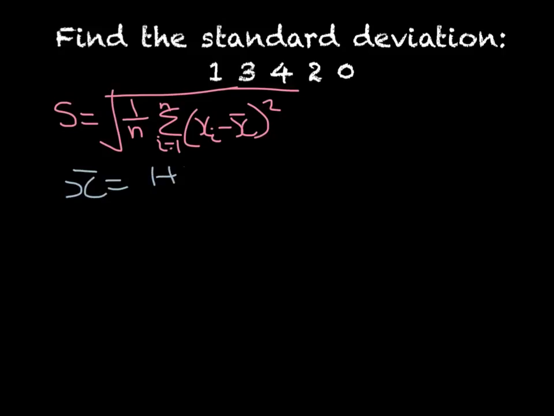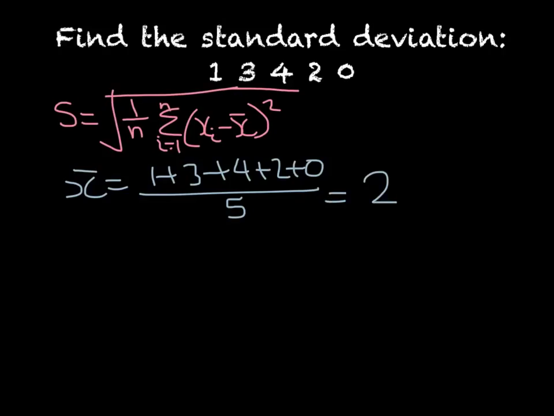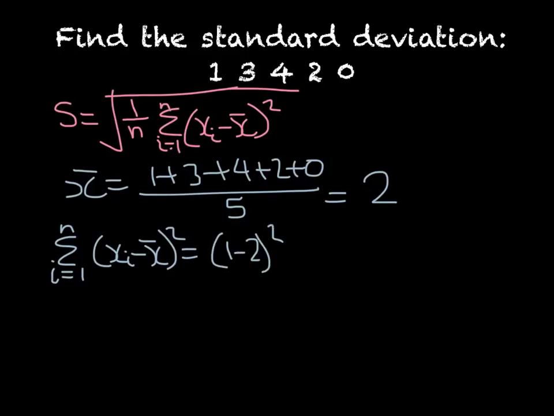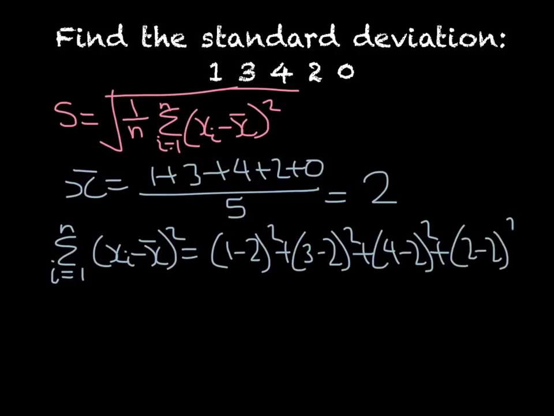This is equal to the sum of all of the numbers, divided by the total number of numbers, which is 5. So we find that our mean is equal to 2. Now, we're going to sum up the distances of each of these numbers from the average. So this part is equal to 1 minus 2 squared, plus 3 minus 2 squared, 4 minus 2 squared, 2 minus 2 squared, plus 0 minus 2 squared.